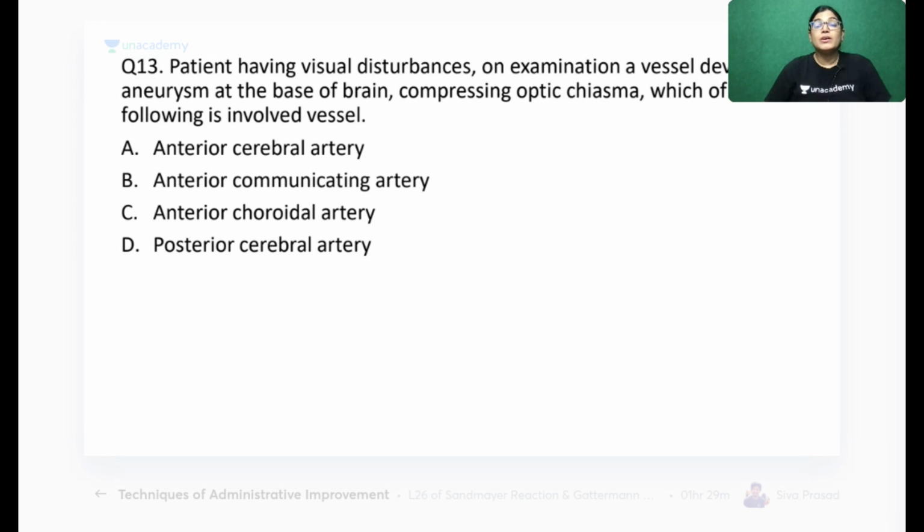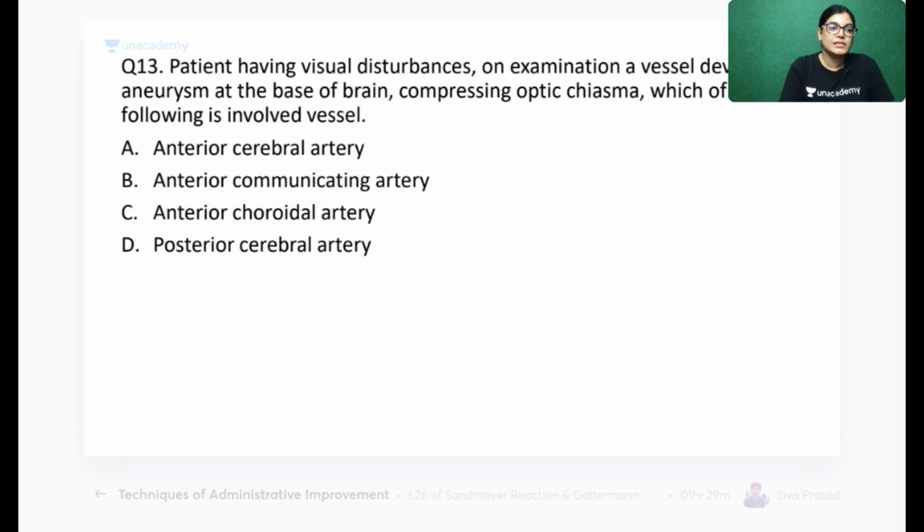Patient is having visual disturbance and on examination a vessel developed aneurysm at the base of the brain. The aneurysm is seen compressing the optic chiasma. Which of the following structure is involved? Whether it is anterior cerebral artery, anterior communicating artery, anterior choroidal artery, or posterior cerebral artery.